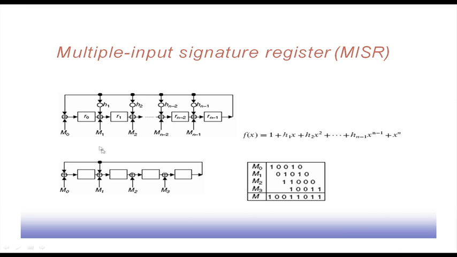If this is one multiple input signature register, we have got R0, R1 up to R n minus 1. This is represented by the characteristic polynomial 1 plus h1 x plus h2 x square up to h n minus 1 x to the power n minus 1 plus x to the power n. Depending upon the values of these h's, the characteristic polynomial gets defined. Now, the responses that are coming from the scan chain are connected to these lines, M0, M1, M2 up to M n minus 1. This is a typical example of one particular connection, and the M0, M1 lines are connected like this.